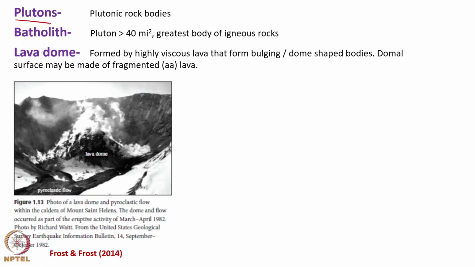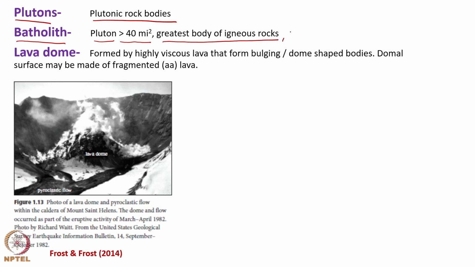What is a pluton? These are the plutonic rock bodies, that means the igneous rock that has cooled down at a great depth with coarse crystals. What is a batholith? These are the plutons with more than 40 mile square areal extent. These are the greatest body of igneous rocks.